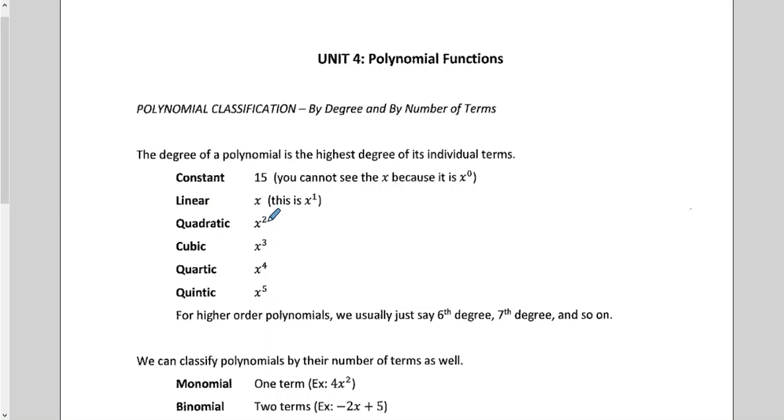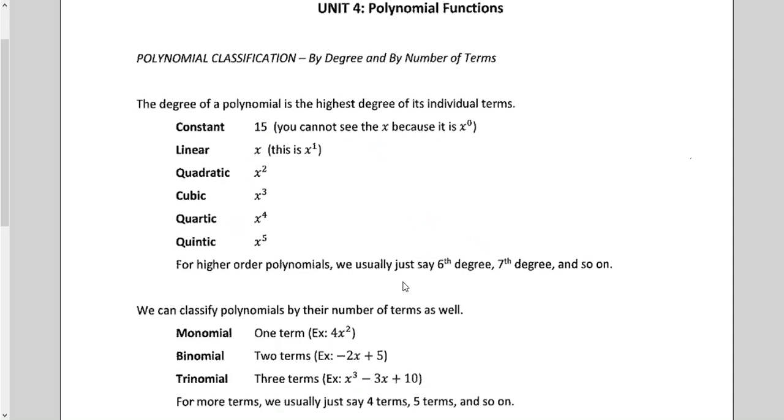When you have a square, it's a quadratic. We spent a lot of time working on quadratic functions. And in this unit, you will see cubic functions when you have a 3, quartic functions when you have a 4, and quintic functions when you have a 5, and higher also, but we just say 6 degree, 7 degree, and so on. So that's how we classify or name polynomials when you see the highest degree, and these are the different names for it.